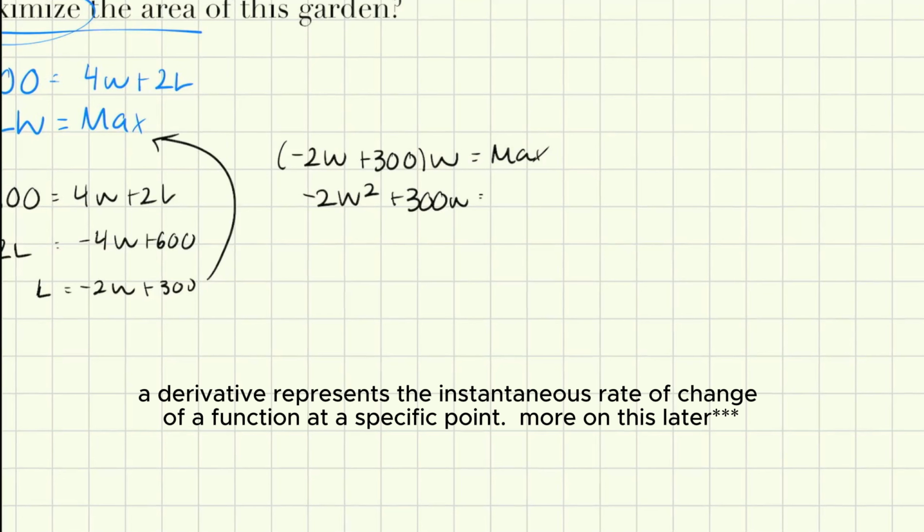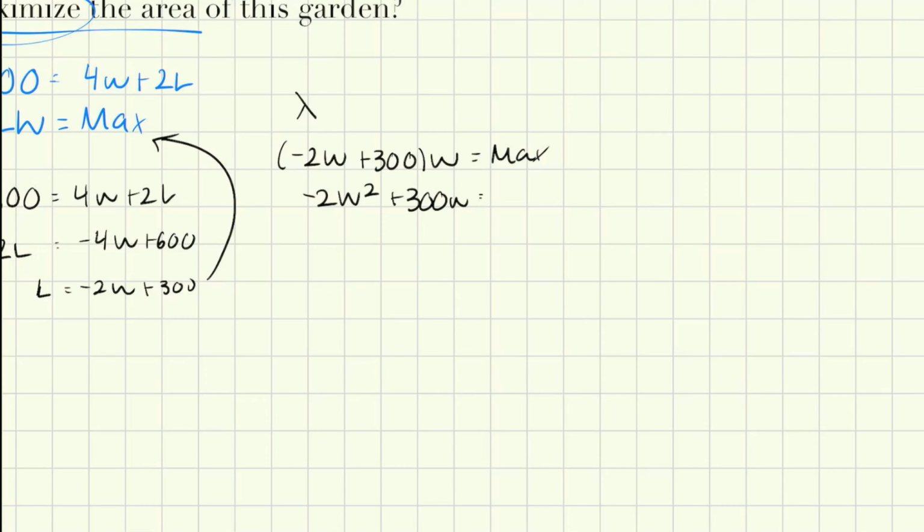We're going to take the derivative of this function. So what is the derivative? We're going to do something called the power rule to take the derivative. The derivative of x to the n equals n times x to the n minus 1. You'll see what this actually means.